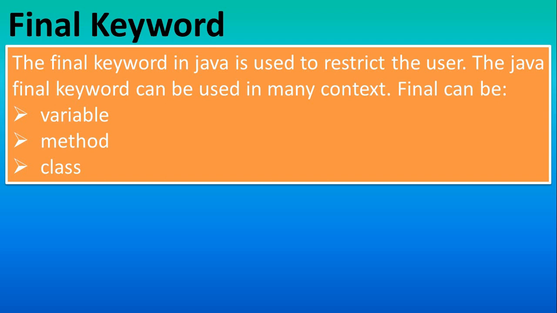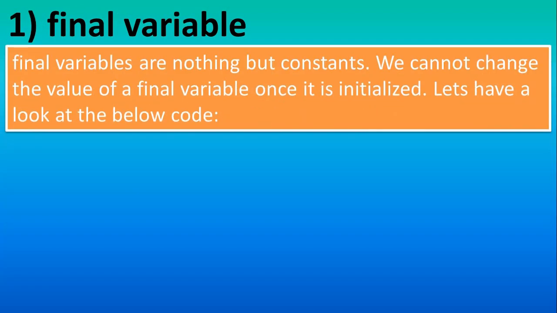The Java final keyword can be used in many contexts. It can be used with variable, it can be used with method, and it can be used with the class also. So now we will see what we can do by using final keyword if we use along with variable, method and class. So first we discuss about the final variable.